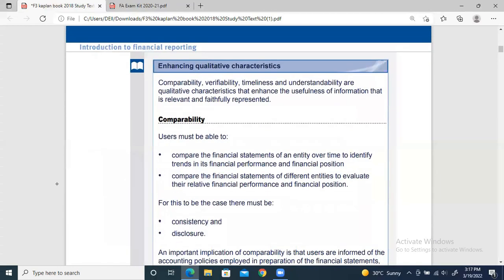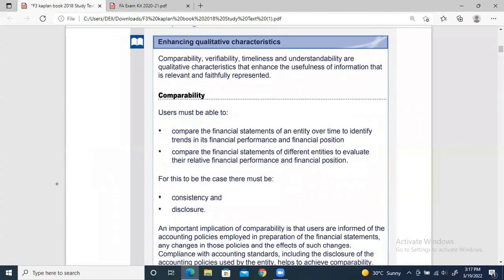Okay, right, now we are moving towards the second part, that was enhancing, right? So the first ones were basically the fundamental qualitative characteristics. The second ones over here are enhancing qualitative characteristics. Okay. So in enhancing, first of all, the word that we have over here is comparability. Okay. So users must be able to compare the financial statements of an entity over time to identify trends in its financial performance, right? So comparability means that everything is consistent over here, right? So again, it's written over here as well.